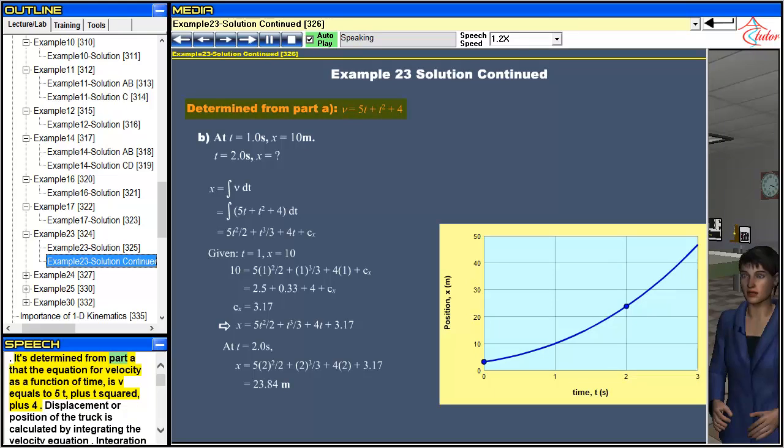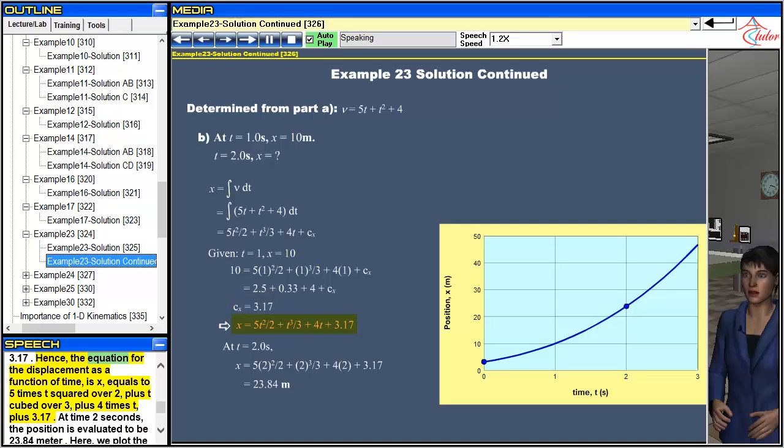It's determined from part A that the equation for velocity as a function of time is v equals 5t plus t squared plus 4. Displacement or position of the truck is calculated by integrating the velocity equation. Integration of 5t plus t squared plus 4 gives displacement x equals 5 times t squared over 2 plus t cubed over 3 plus 4 times t plus a constant Cx. Using the values given at time 1 second, the integration constant Cx is found to be 3.17.